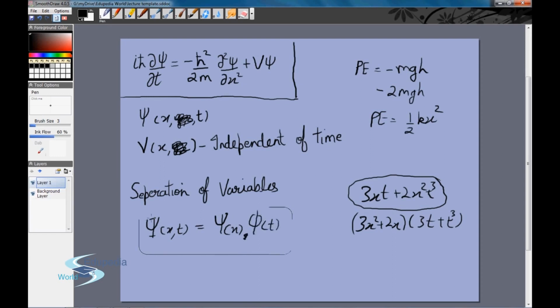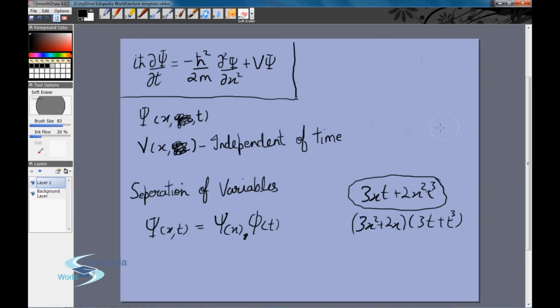Now this is the capital psi, this is the small psi, so I apologize if they don't look different enough, but everything we've done till now is the capital psi, and capital psi is dependent on both position and time. But we think of it as a separation of variables, as a product of two functions. One, psi of x, this is small psi, which is only dependent on x, and the other, phi of t, which is only dependent on t. So let's try to input this into the Schrodinger equation and see what we get.